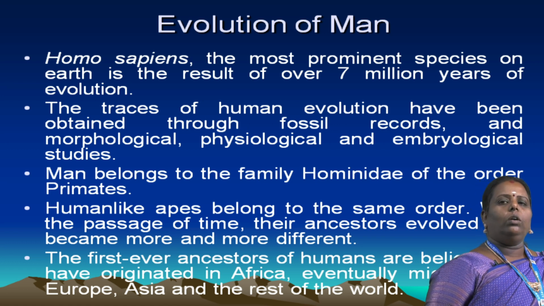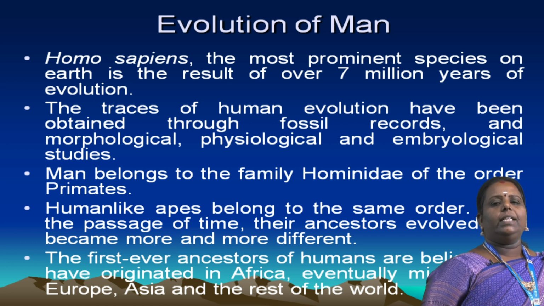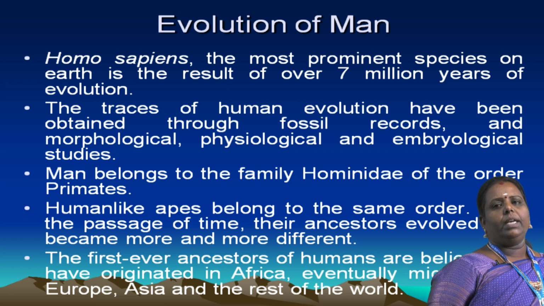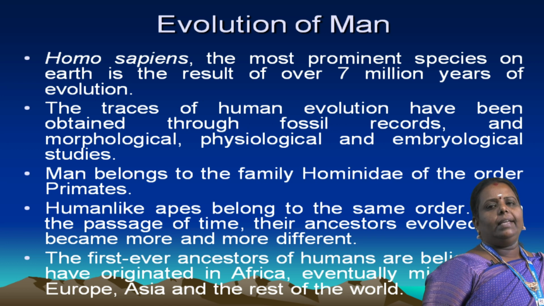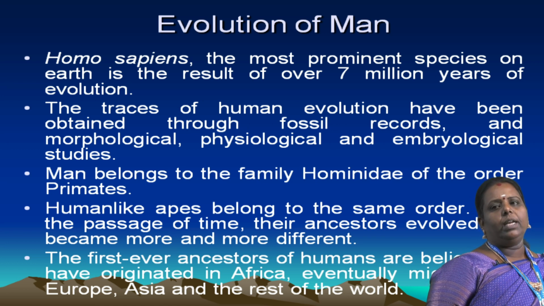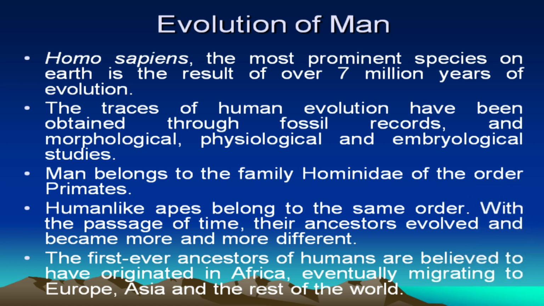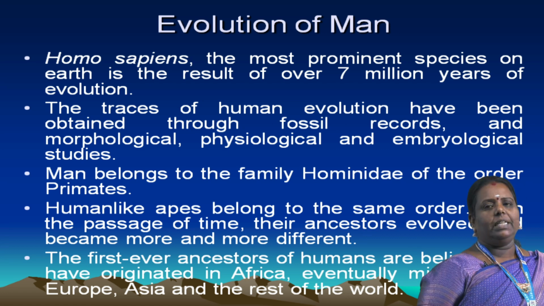Another point: man belongs to the family Hominidae, and the order is primates. Hominidae is the family, and primates is the order. Human-like apes belong to the same order. With the passage of time, the ancestor normally evolved into more and more different species.